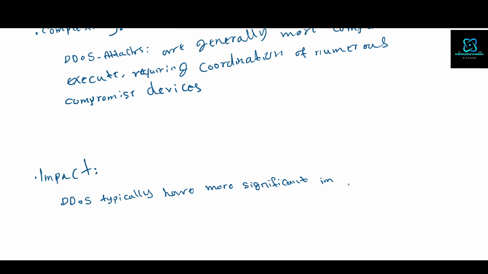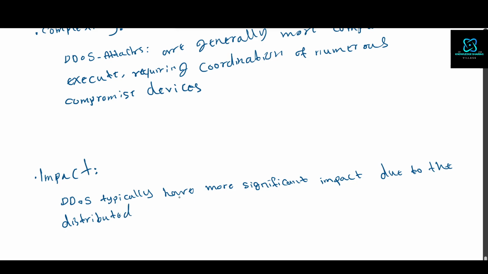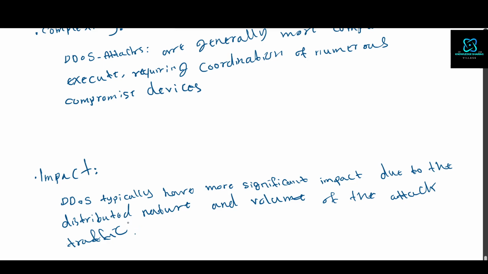Due to that significant impact, due to the distributed nature and volume of the attack traffic. So in this episode we have mentioned the three main differences when it comes to the source of the attack, the complexity and the impact.